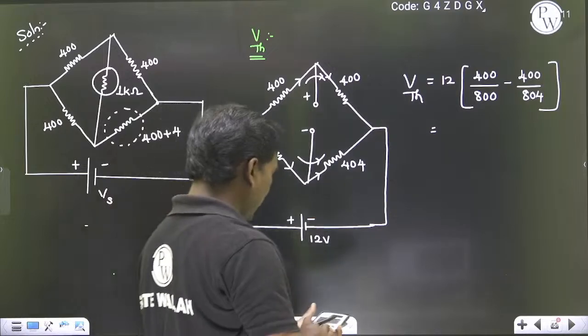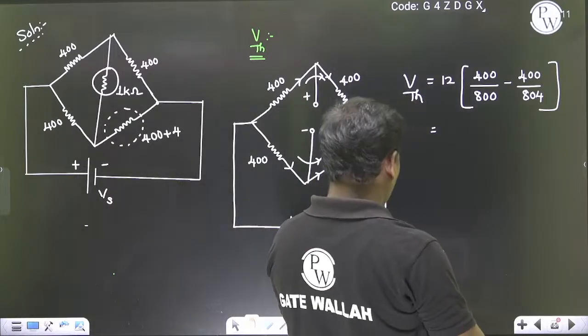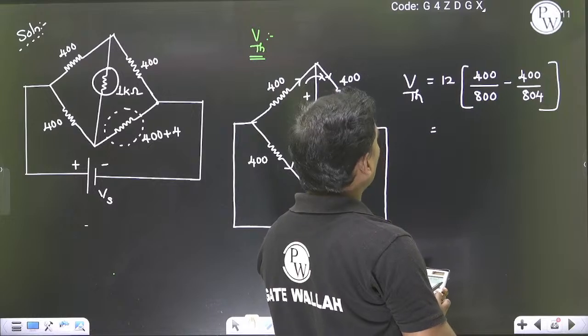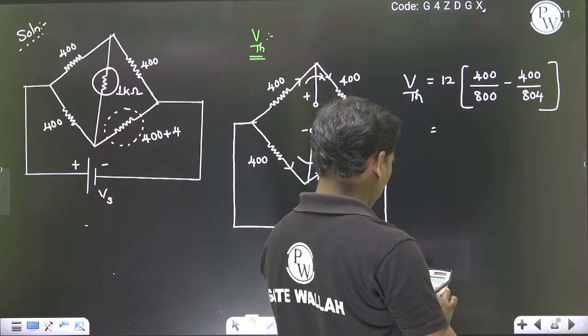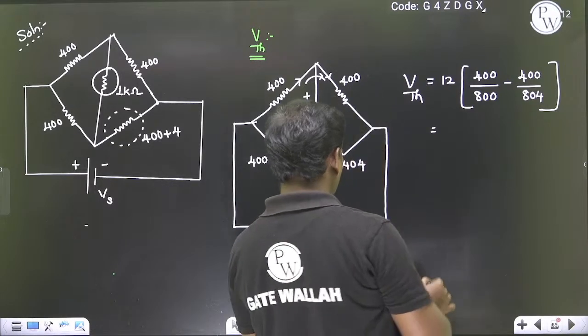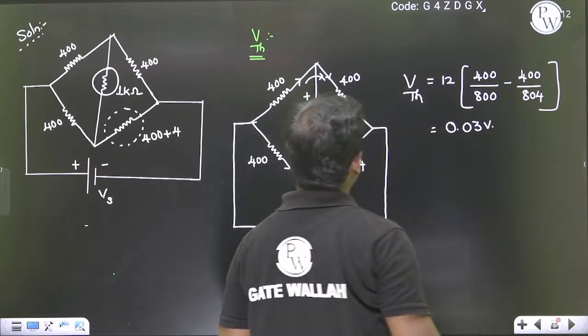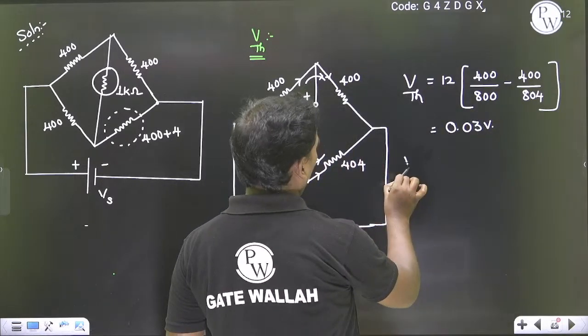400 divided by 800. 400 divided by 804. It is going to become 12 times 0.0025, which is approximately 0.03 volts. Or directly we can apply the quarter bridge formula also.